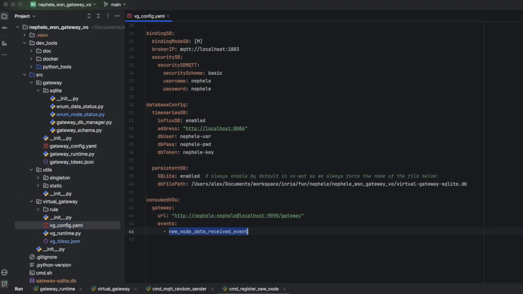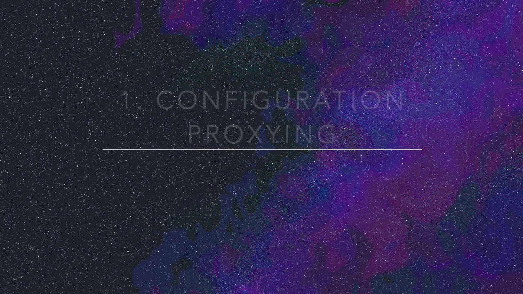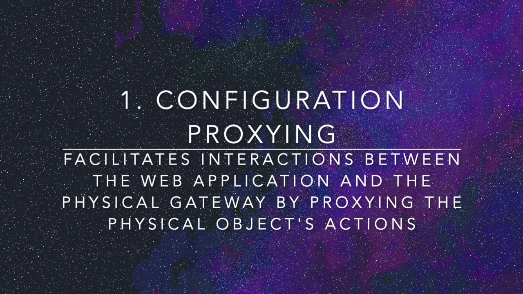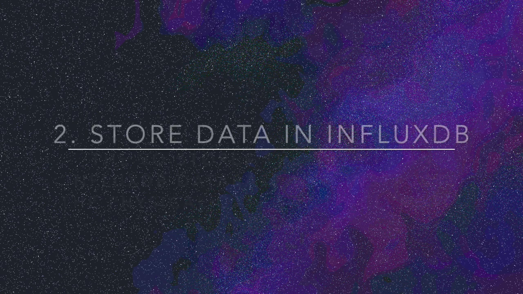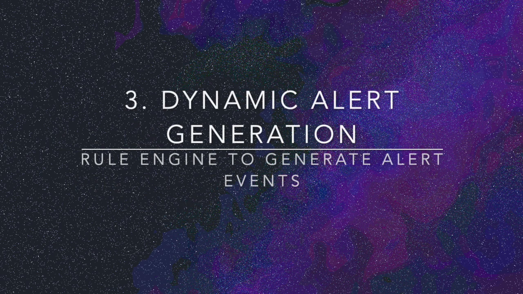The virtual gateway. The virtual gateway is directly linked to its physical counterpart, as specified in its configuration file. This VO serves 3 primary purposes: Configuration proxying. It facilitates interaction between the web application and the physical gateway by proxying the physical object's actions. Data handling. The virtual gateway receives and processes new node data. This includes storing the data in an InfluxDB database and instructing the physical gateway to clear its SQLite cache. Dynamic alert generation. It runs a rule engine to generate dynamic alert events.